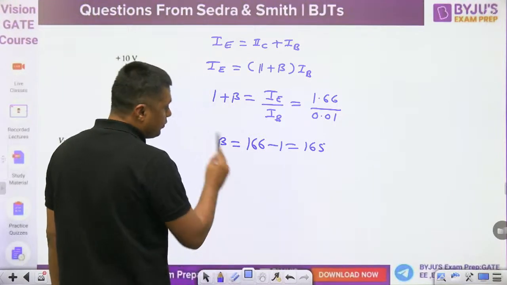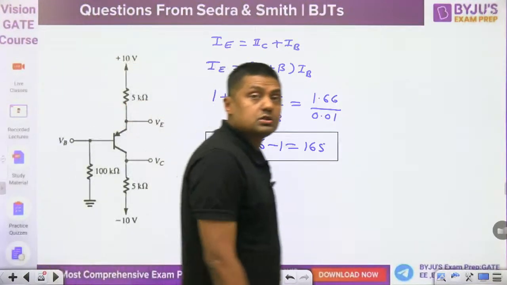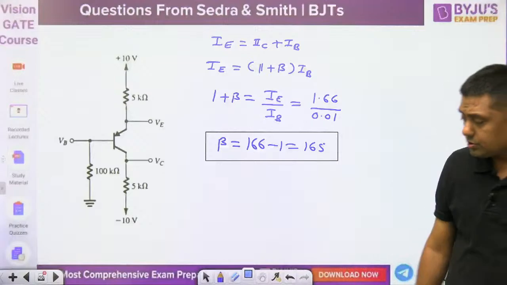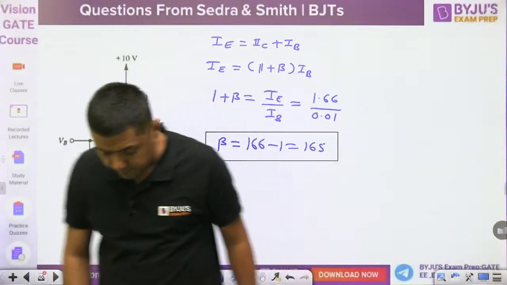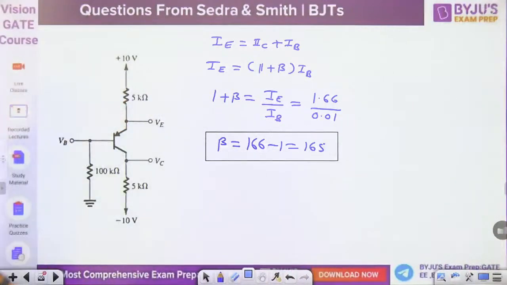How many students have given the answer? 165. So Bhanu Prakash, what is the answer for this question? You are not giving the answer, everyone. That is a very, very simple question. 165. That is the value, and this is the VEB.